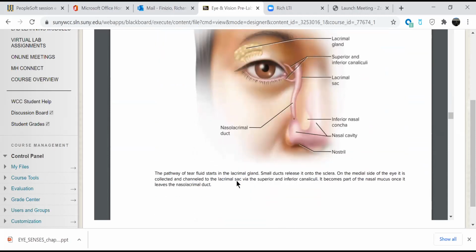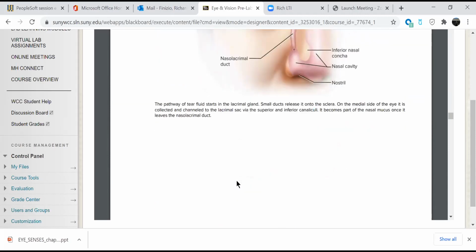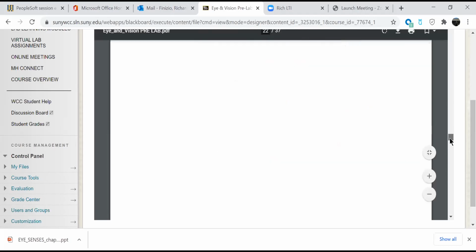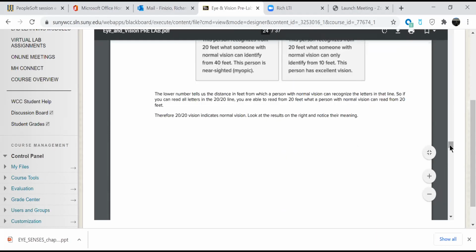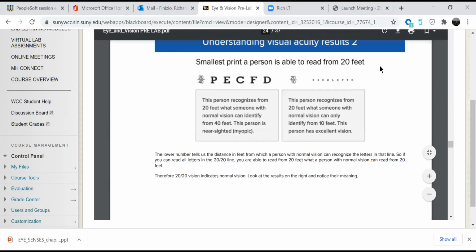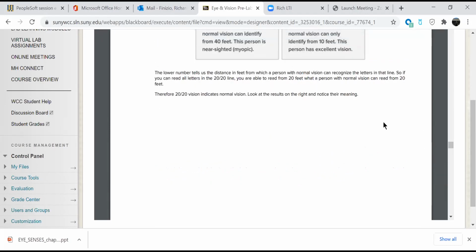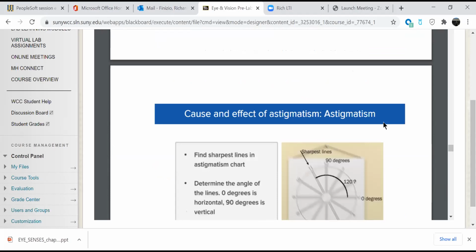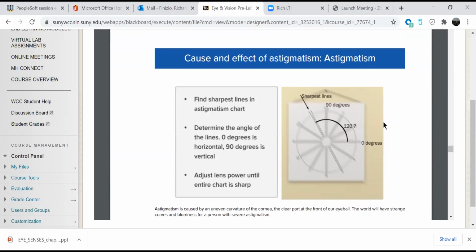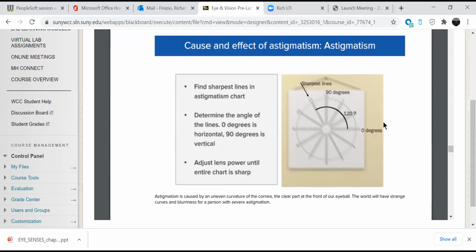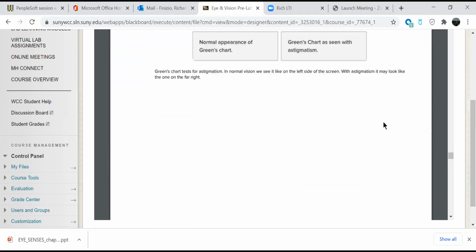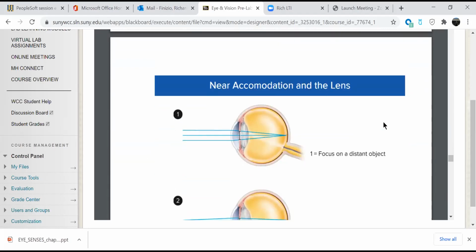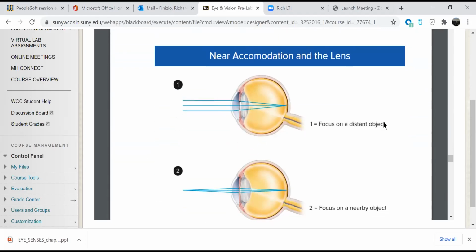And again, going through all the things. Oh, here you go, the lacrimal apparatus. So I really like this one. I think it's one of the better study aids from McGraw-Hill. Here's your Snellen chart, which you could practice. You could do it with somebody at home, if somebody doesn't mind being a subject, you could test their vision. And here's the check for astigmatism. The chart, I think it's part of the lab. I think I left the astigmatism one on there.